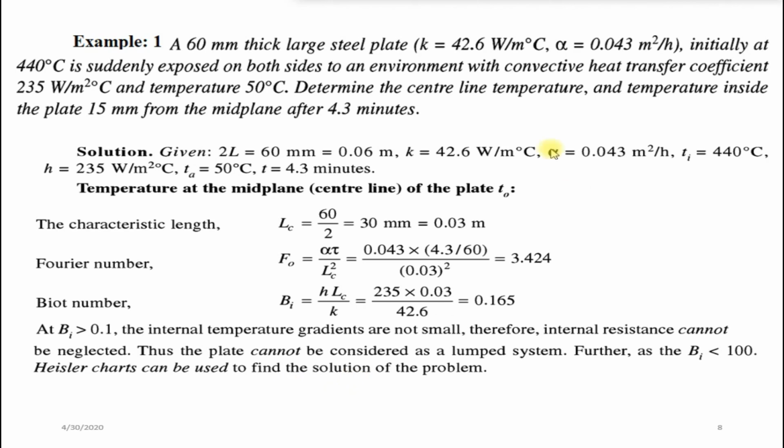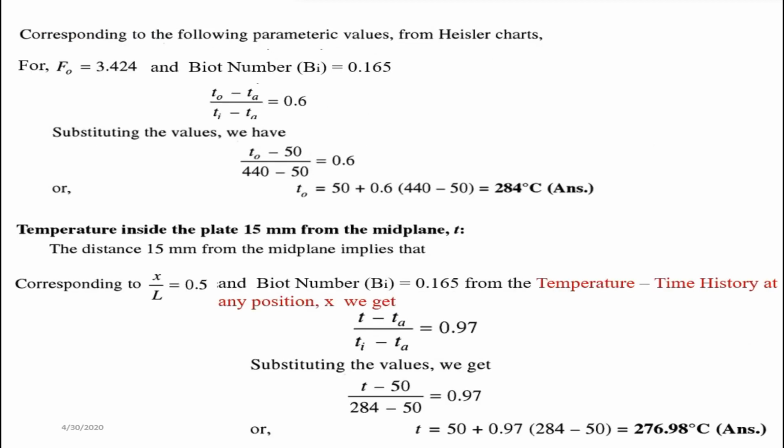So now we have to find the center line temperature and the temperature inside the plate 15 mm from the mid plane after 4.3 minutes. In the graphical method, there are three graphs available to find the unknowns. The first graph is the temperature time history at mid plane, the second is the temperature time history at any position x, and the third is heat flow. Initially we will use the first graph, the temperature time history at mid plane.